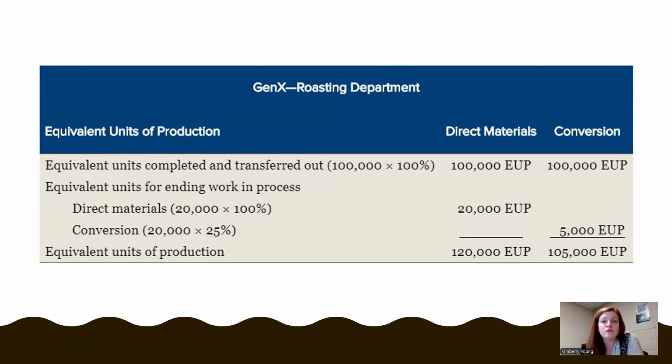So for the 120,000 units that have been in work in process inventory for the roasting department throughout this month of April, all of their direct materials are there. For the conversion cost, we have 105,000 equivalent units of production. We have everything we need for the ones that are finished because they're finished. And then we have 5,000, which was 20,000 units times 25% complete, 5,000 equivalent units of production, which totals 105,000. These are not dollars, these are units. 105,000 units for equivalent units of production.